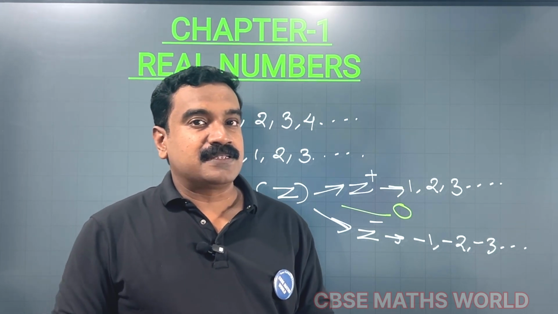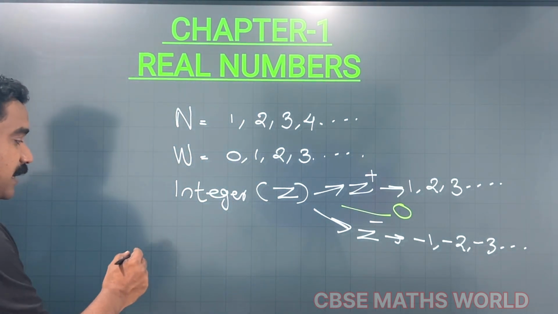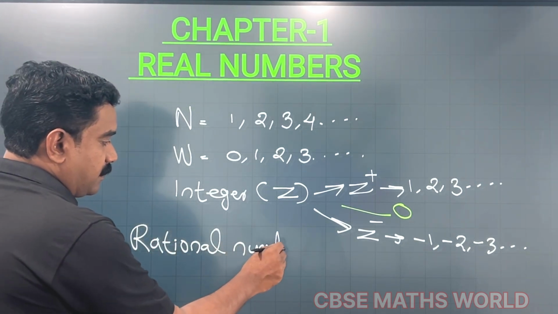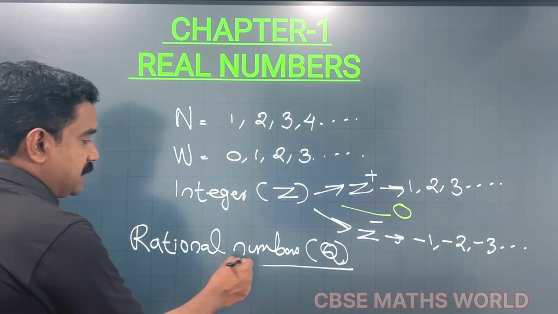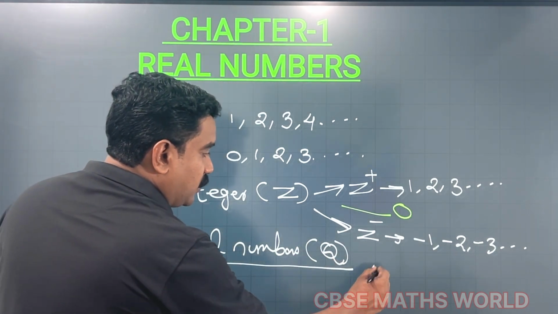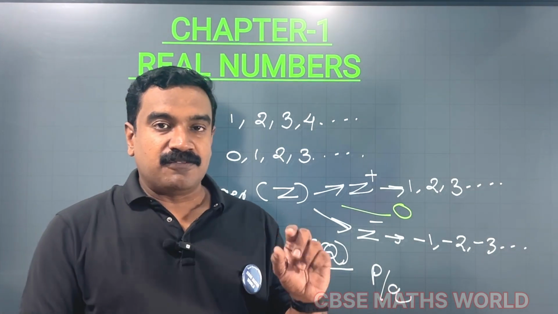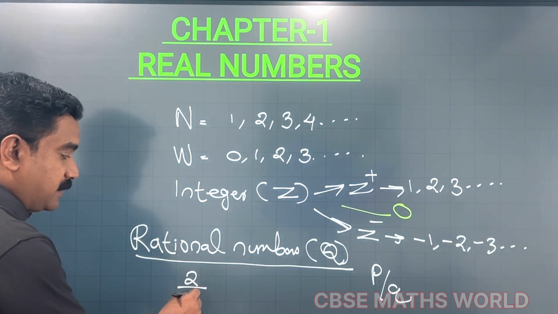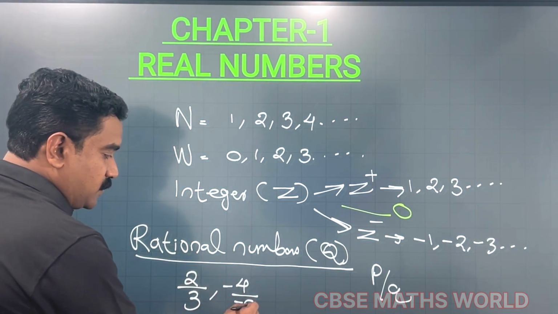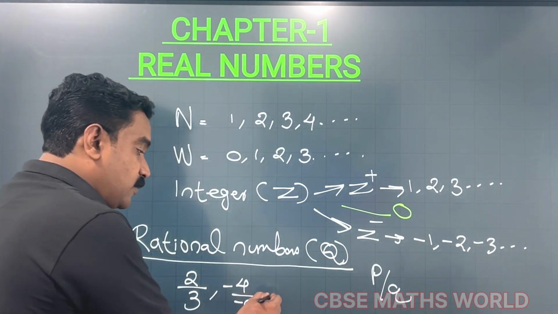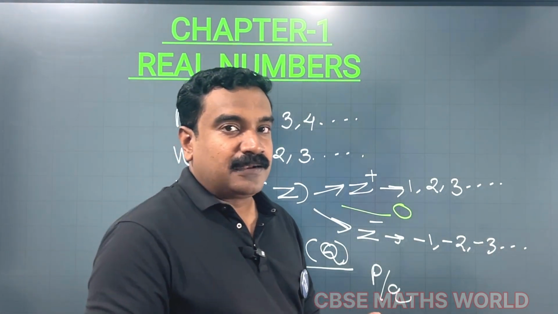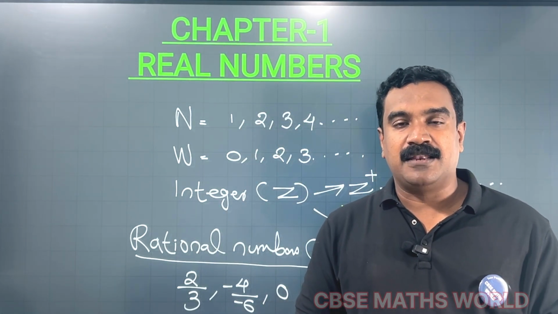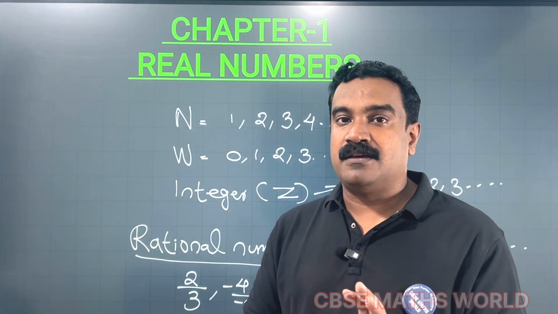Then in 9th standard we discussed the rational numbers. What are the rational numbers? Rational numbers are denoted with the letter Q. That is, any number if we can write it in the form p by q, that is, one number divided by another number. Example, 2 by 3 is a rational number. Negative 4 by negative 6 is a rational number. 0 is also a rational number. So any number that we can write in the form p by q, one number divided by another number, is known as a rational number. The only condition is that the denominator never equals 0.